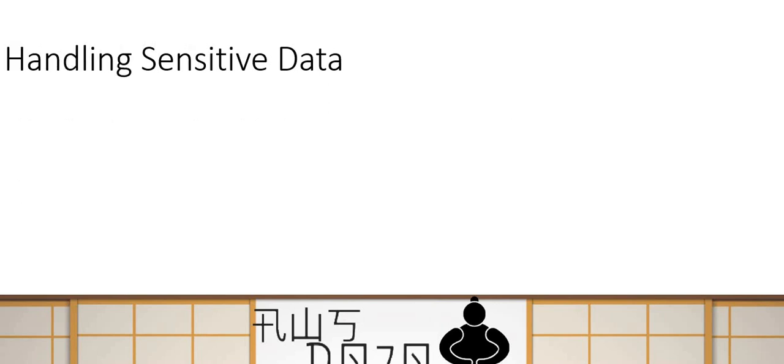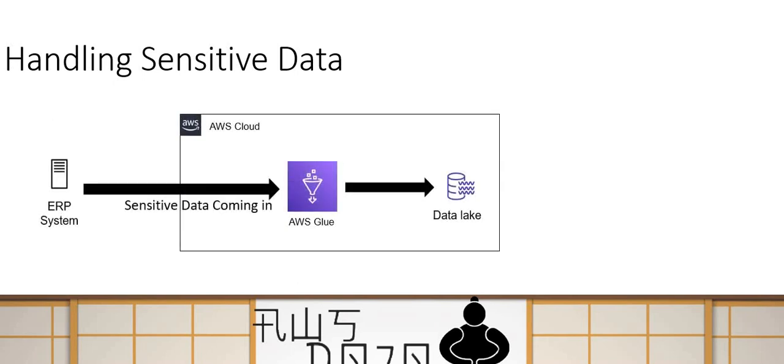So how exactly are we supposed to handle this sensitive data, or how do people generally handle sensitive data? Suppose you are building a data platform where you are trying to bring some data from your ERP system through a Glue job and putting it into a data lake. And suppose some sensitive data is coming through this ERP system, and this sensitive data could be any PII data or any other information which can identify a human.